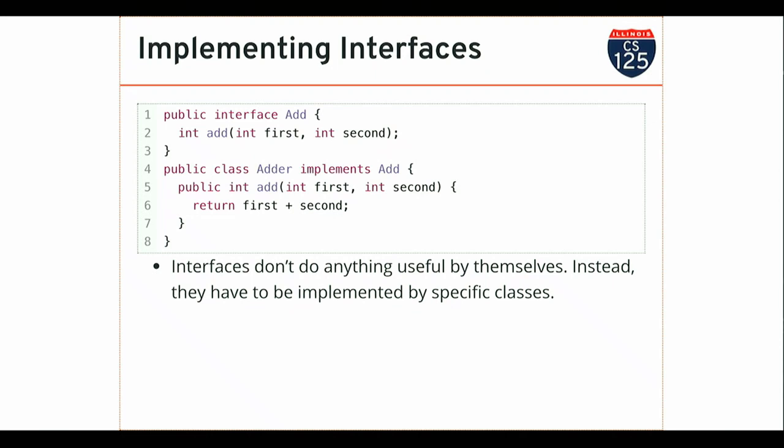So by itself, the interface doesn't do anything. It has to be implemented by a class. And so here's a reminder about what the syntax is for declaring an interface. And here's the syntax for declaring a class and then declaring that you implement that interface. This is a class called adder that implements add. In order to implement add, I have to implement a method called add that takes two int parameters.